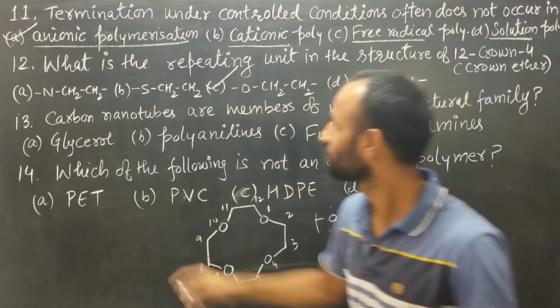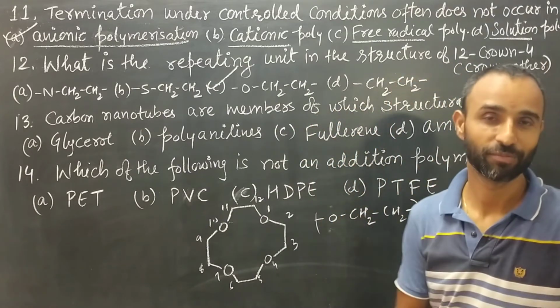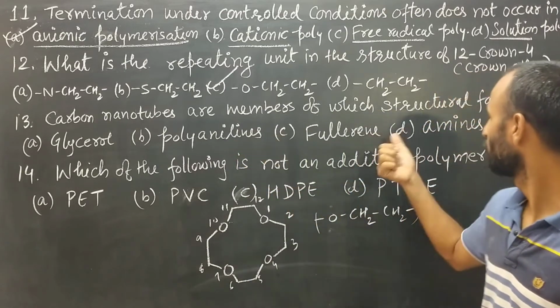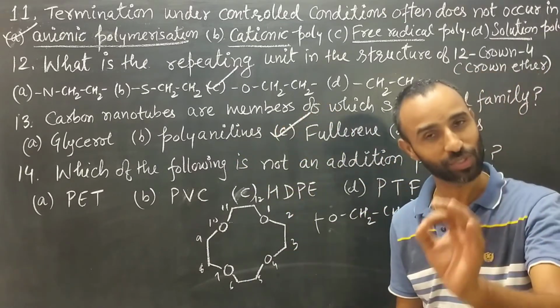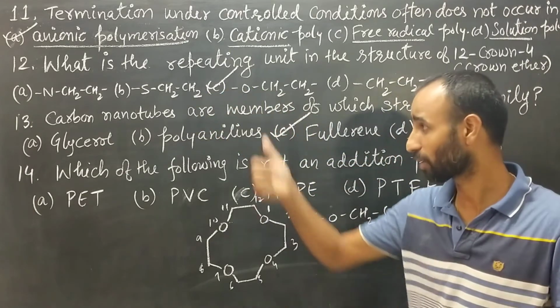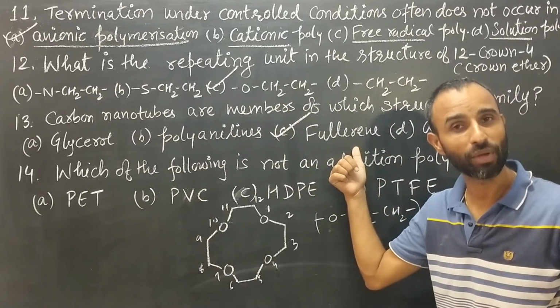Then, carbon nanotubes are members of which structural family? Very easy question. The options are glycerol, polyolefins, fullerenes and amines. Obviously only one option is close to this, that is fullerenes. So carbon nanotubes are members of the fullerene structural family.